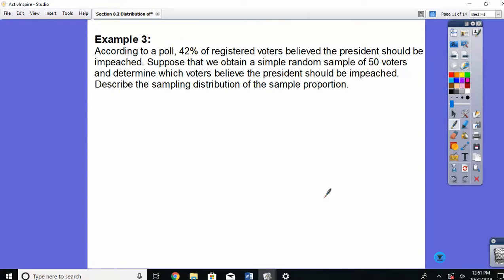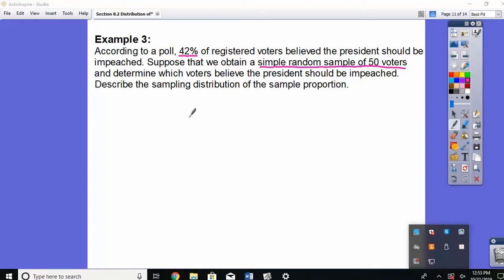Okay. So back to the impeachment example. According to a poll, 42% of voters believe the president should be impeached. Suppose we get a random sample of 50 voters and determine which voters believe the president should be impeached. Describe the sampling distribution of the sample proportion. Let me let you jot down the question first.